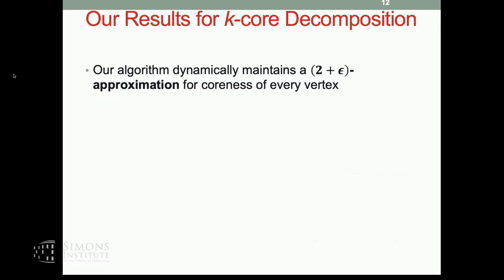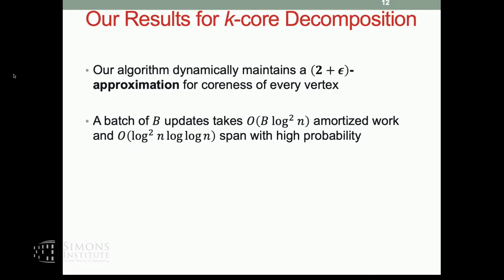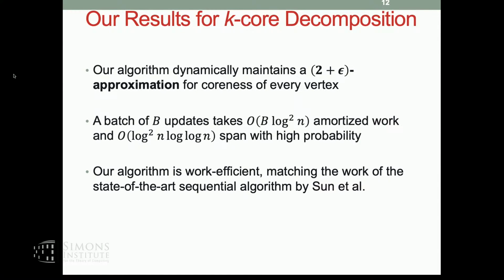So I'll give a summary of the results that we're able to achieve. We're able to get a parallel batch dynamic algorithm that maintains a 2 plus epsilon approximation for the coreness of every vertex. We show that a batch of B updates takes order B log squared n amortized work and polylogarithmic span with high probability. And the algorithm's work efficient because the best sequential algorithm for this problem takes order log squared n amortized work per update. And we're doing B updates in order B log squared n work.